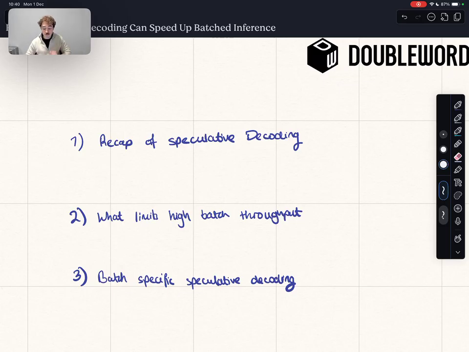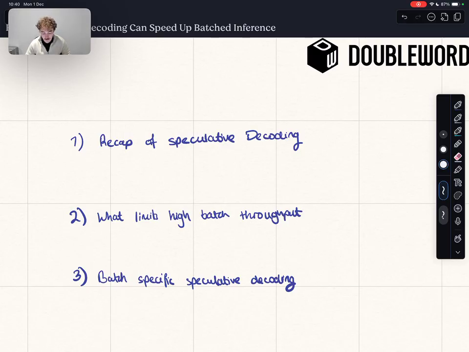I'm going to be talking about the use of speculative decoding in batched inference. So at DoubleWord, we've recently released a batched API which offers low-cost, high-throughput LLM inference with a 24-hour SLA, and I'm going to be talking about how we use speculative decoding in the back end of this stack in order to make that inference faster and cheaper.